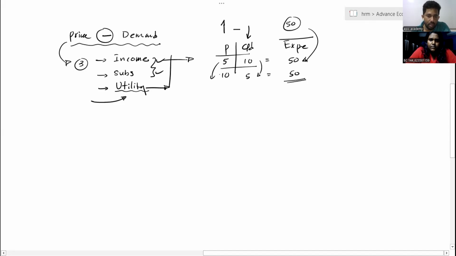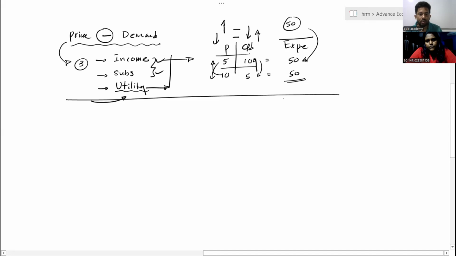If the price of the commodity is reduced again to 5, that means the price of the commodity reduced. What will happen to the buying ability? It increases. So this is the theory. Again, it creates the negative relationship between price and quantity demanded. So this is the income effect.